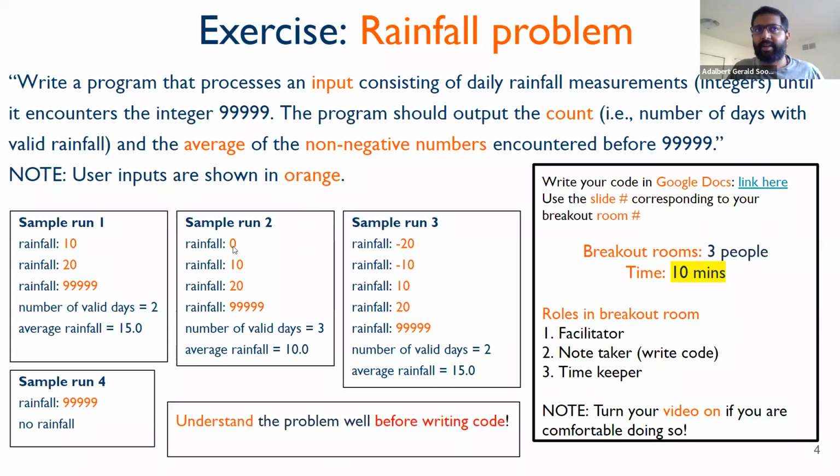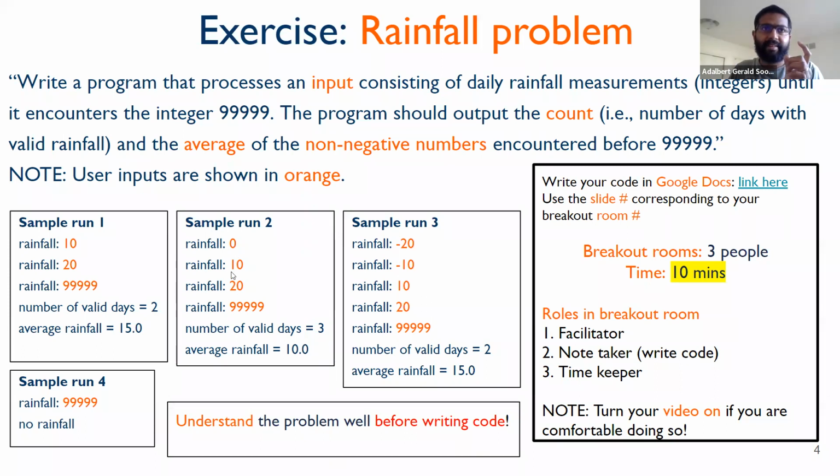Similarly here, you can see that there are 3 rainfalls: 0, 10, and 20. So here there could be a confusion: should we consider 0 as valid or not? For that, I would go back to the prompt, which says the program should output the count and the average of the non-negative numbers. 0 is neither a positive nor a negative number, so when we say non-negative, we consider all positive numbers, including 0. So in this case, 0 is considered a valid value for rainfall.